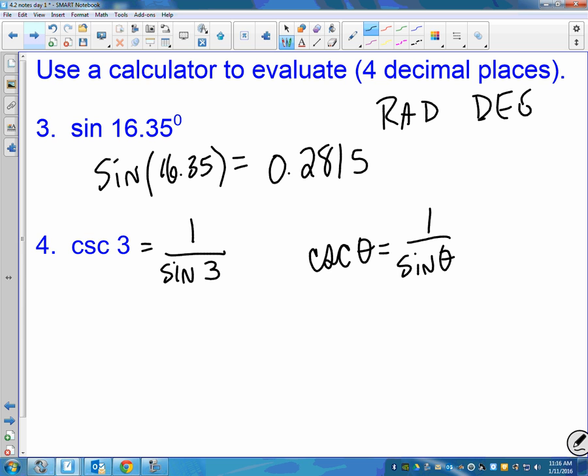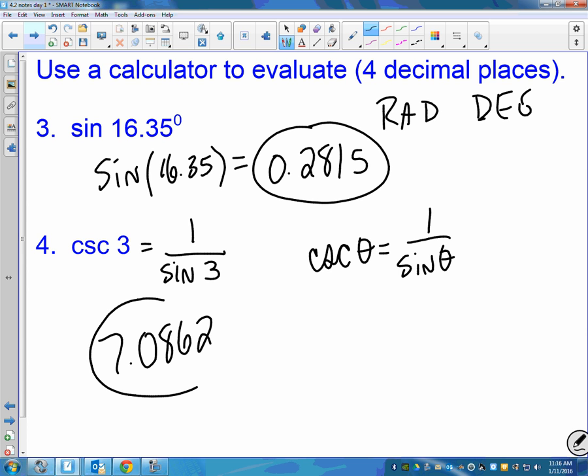You can take sine of 3 and then do the reciprocal of that number. But to me, it's reciprocal. So in radian mode, I'm going to get 1 divided by sine of 3. And I got 7.0862, if I round to 4 decimal places. When you find these numbers, they are not in radians or degrees. This is the value, the ratio there. So you don't put any degree or radian label there. It's just the angles that are in degrees or radians.